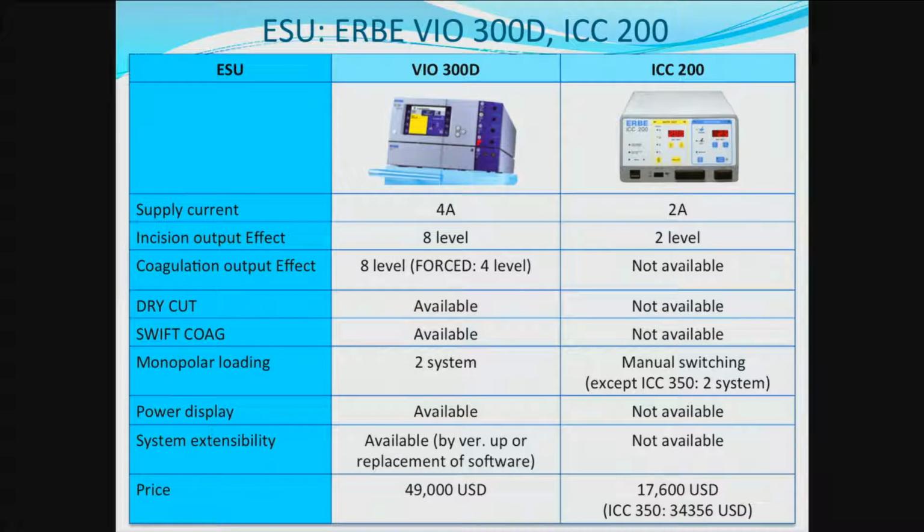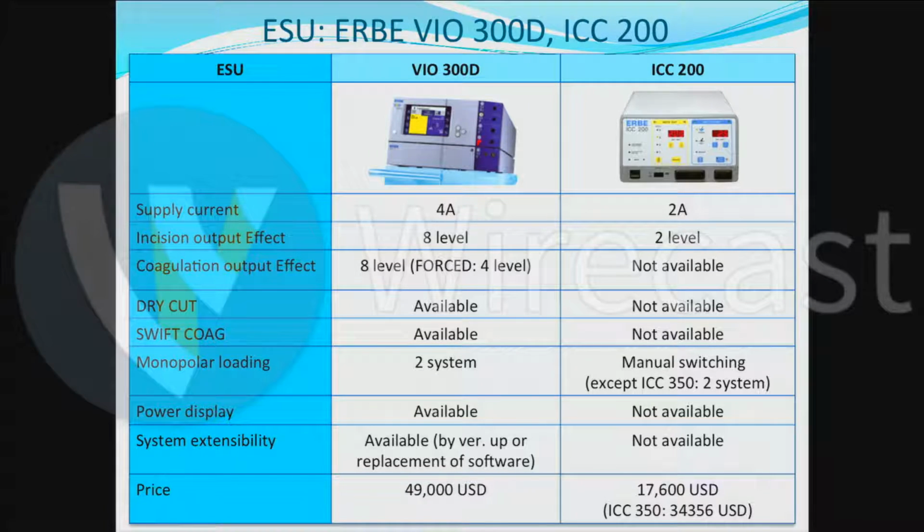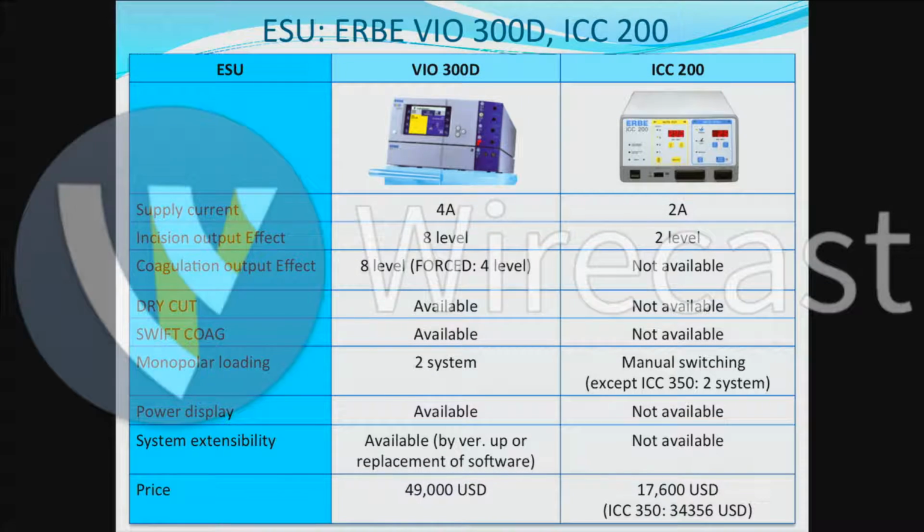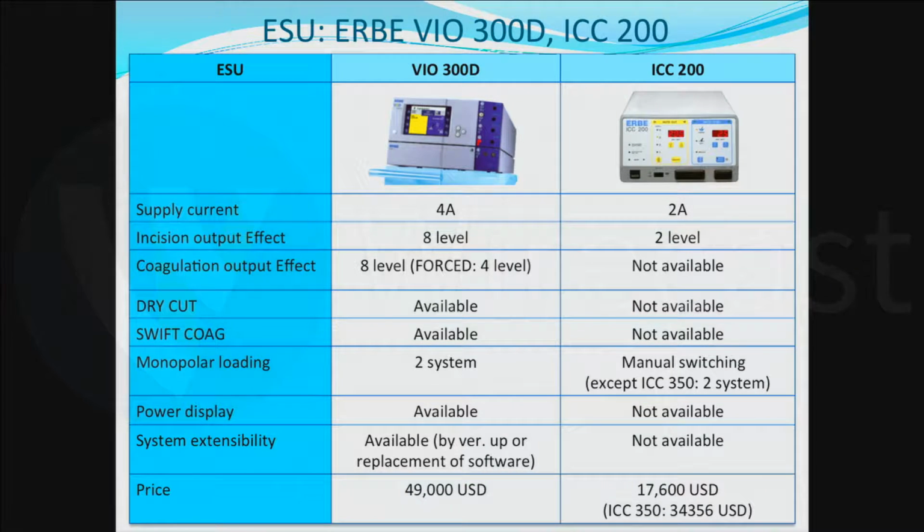LB produced the most popular automatic output control type ESU, improved Bio and after ICC. This is Bio. It has I and Q incision, and it has newer modes of dry cut and swift coagulation. It has double the maximum electric return current amount and 4 times the joule heat of ICC 200.